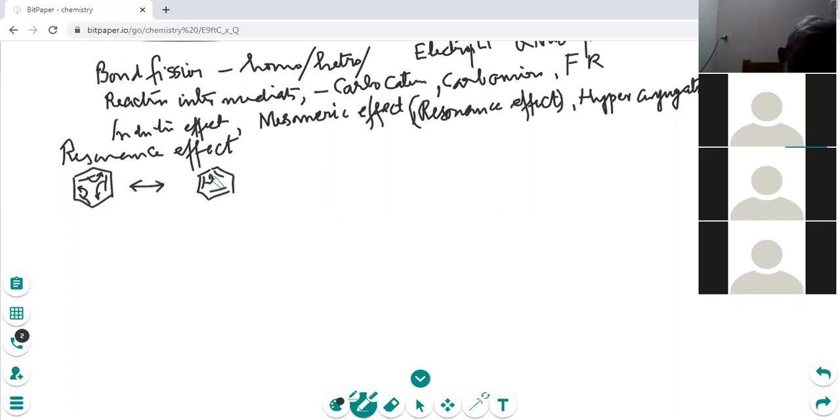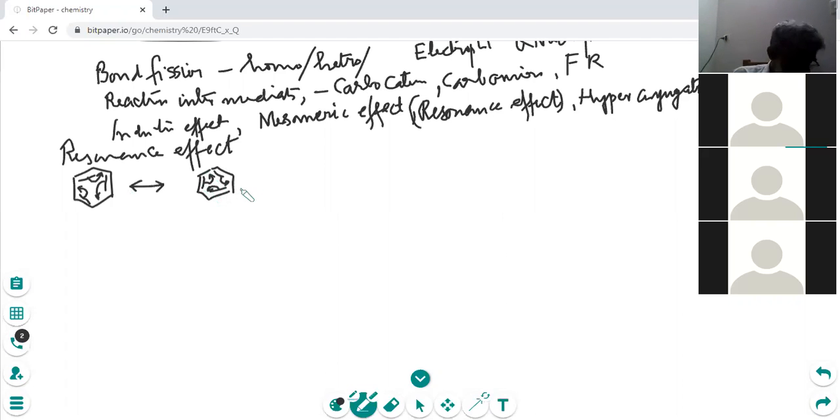If I can reverse them back by writing like this, the actual structure is something in between these two. That means the double bond character is not concentrated between any two carbons. It is spread throughout. Okay, so that is resonance effect.